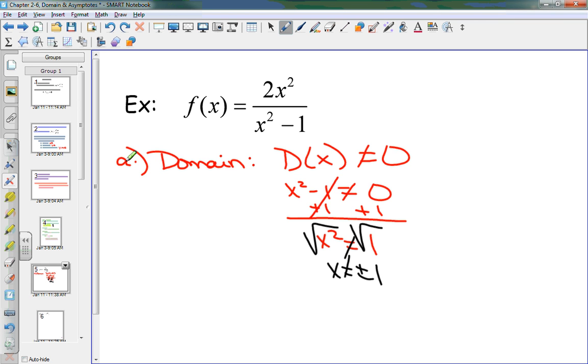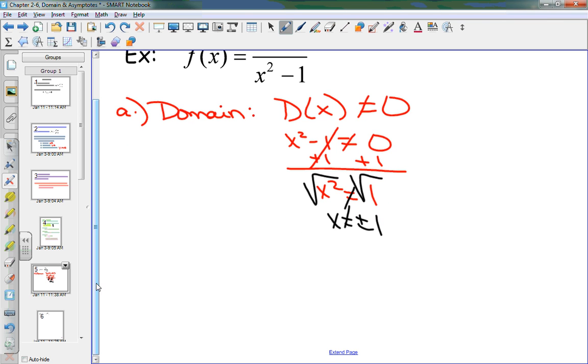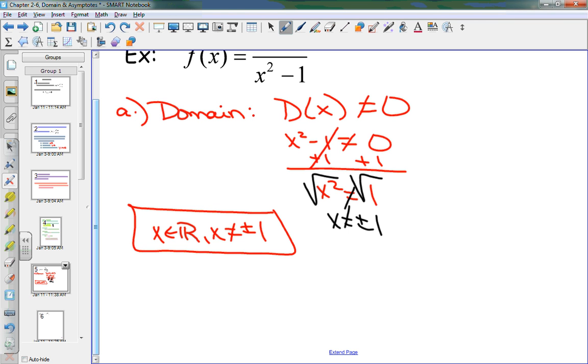And it cannot be that, which means now I have a domain restriction. If I let x equal 1 or negative 1, and I square it and subtract 1, what's going to happen? It's going to be 0 in the denominator. Can we have a 0 in the denominator? No, which means my domain is that x is an element of the reals, but x cannot be plus or minus 1, because if it is plus or minus 1, I have a 0 in the denominator, and that is not legal. Do we all understand that problem right there?